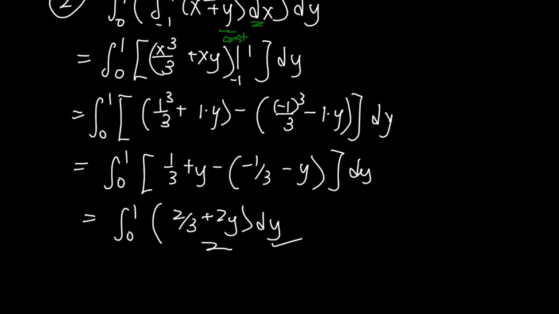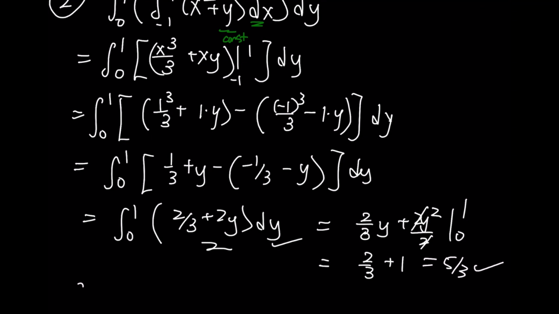We're going to integrate that with respect to y. We'll get 2/3 y plus 2y squared over 2, from 0 to 1, and those will go away. We'll get 2/3 plus 1, which is 5/3, as we expected. We get the same result. Now, this is just a suspicion. It's not a proof. We would love to know when exactly this will be true.